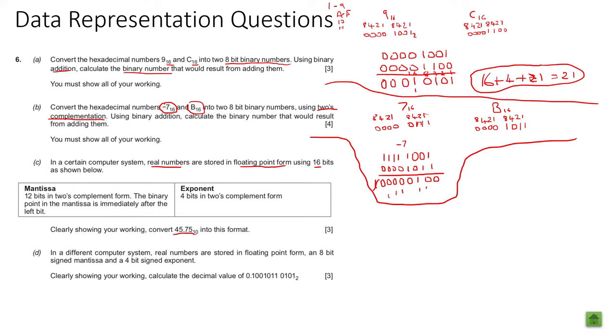45.75 in base 10, convert it into this format. So we're expected to turn it into a 16-bit number from denary. So let me show you then. Step one, I'll put smallest bits here. What I mean by smallest bits is convert 45.75 using the smallest number of bits. So 1, 2, 4, 8, 16, 32, 64. Right, so I'll take a 32 out of that.